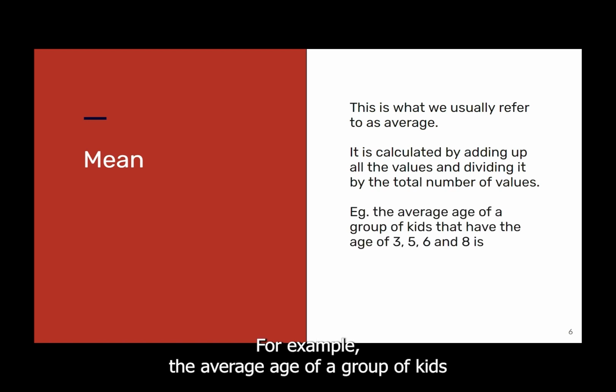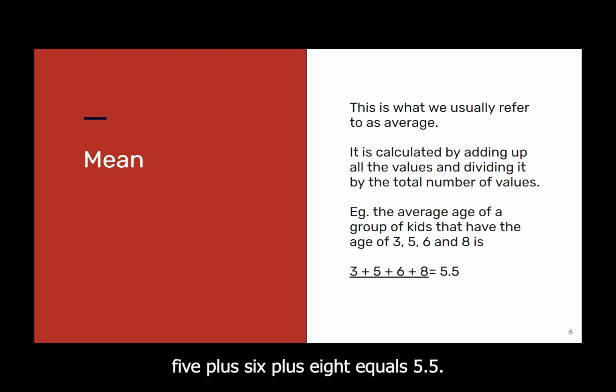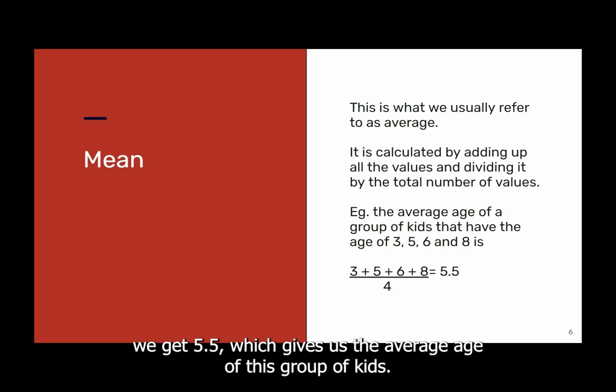For example, the average age of a group of kids that have the age of 3, 5, 6, and 8 is 3 plus 5 plus 6 plus 8 divided by 4, which equals 5.5. In this case, we're talking about 4 children. So when we divide the total of this sum by 4, we get 5.5, which gives us the average age of this group of kids.